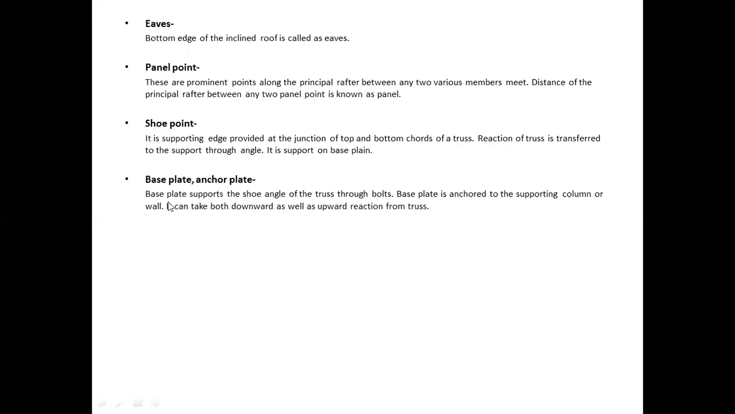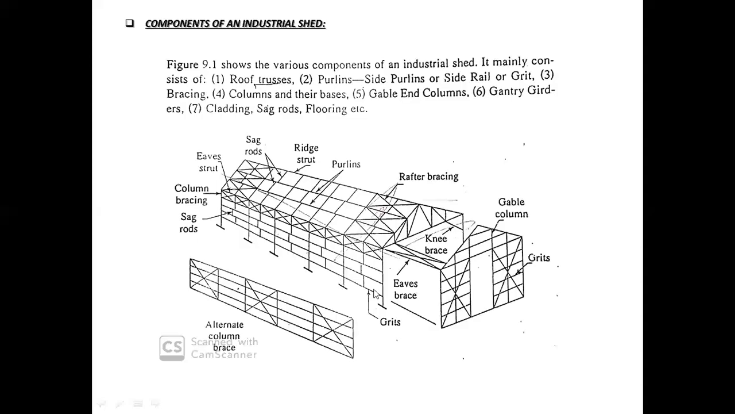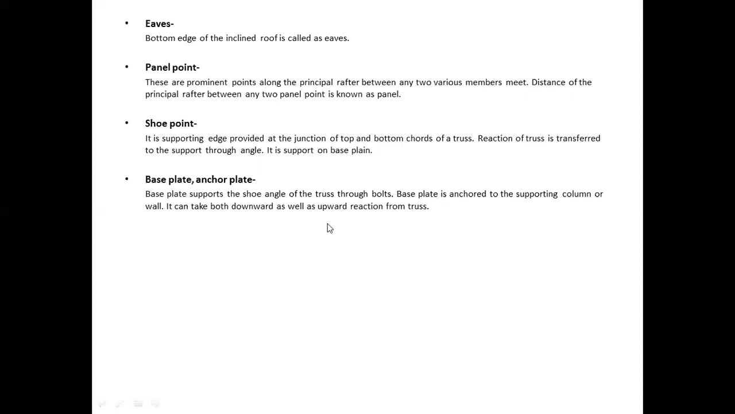Base plate or anchor plate. The base plate supports the shoe angle of the truss through bolts. The base plate is anchored to the supporting column or wall. It can take both downward and upward reactions from the truss. So the base plate is generally provided at the bottom of the column so as to take the anchor, support, or upward or downward reaction. Okay.